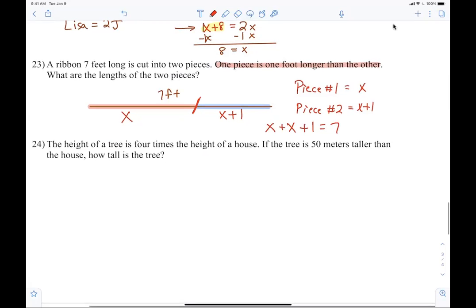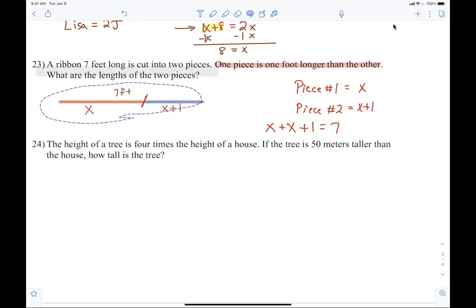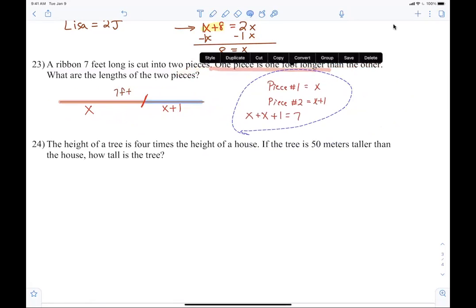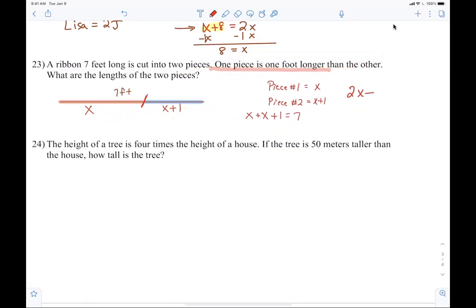All right. So then if we simplify that equation, when I simplify that equation, what's it going to be? 2x plus 1. That's correct. Very good, Molly. 2x plus 1 equals 7. All right, Joshua, let's go, buddy.